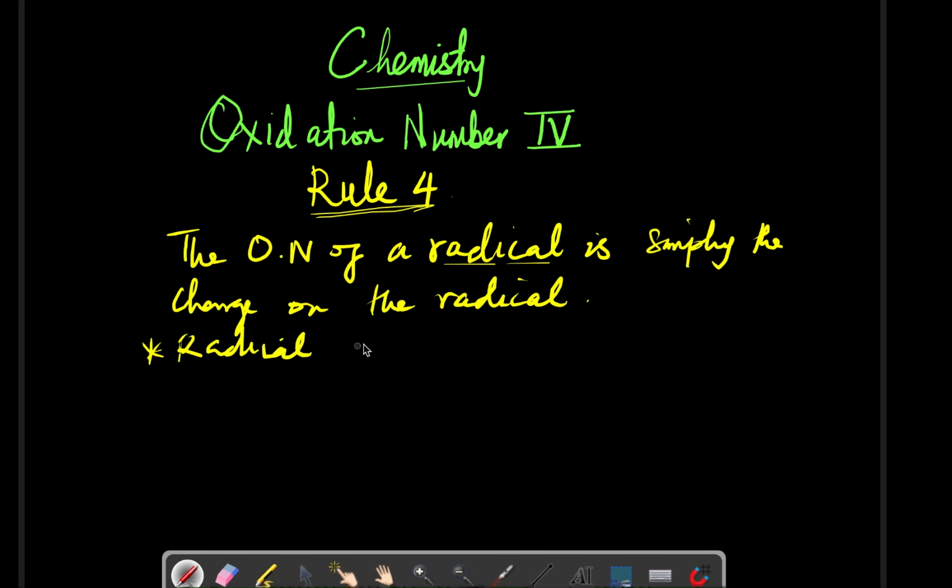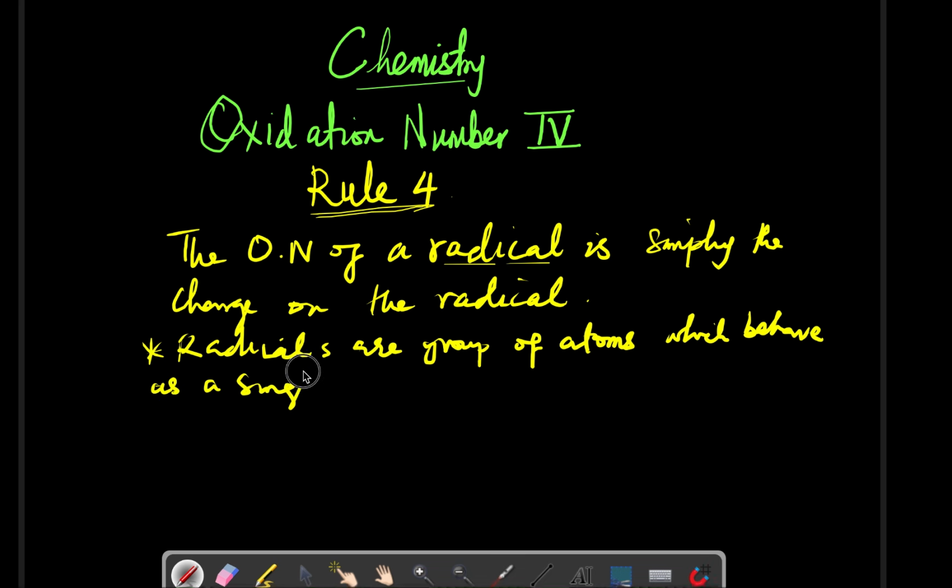Radical is a group of atoms, like I don already define am already. Radicals are a group of atoms which behave as a single charge unit. As a single charge unit.